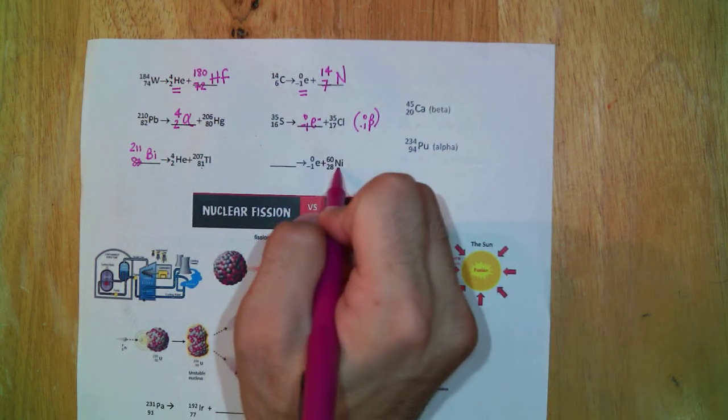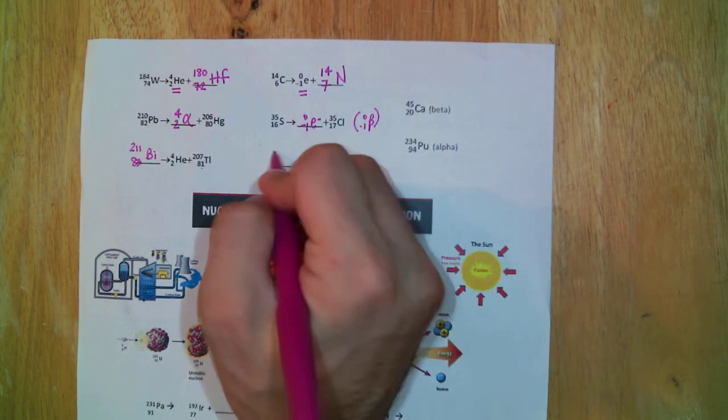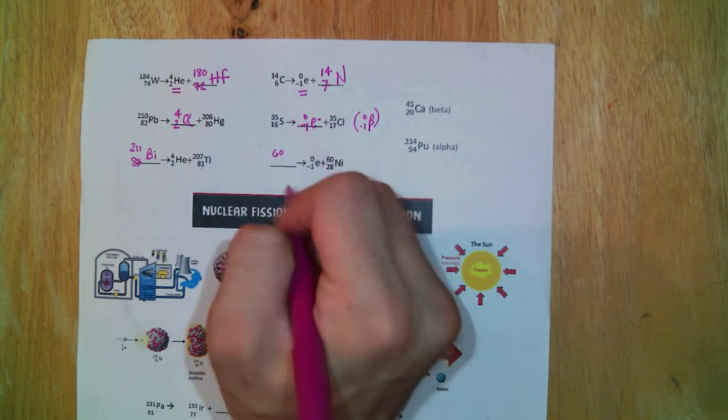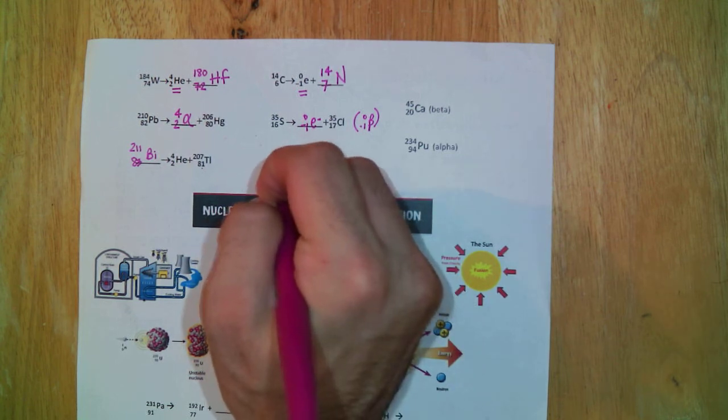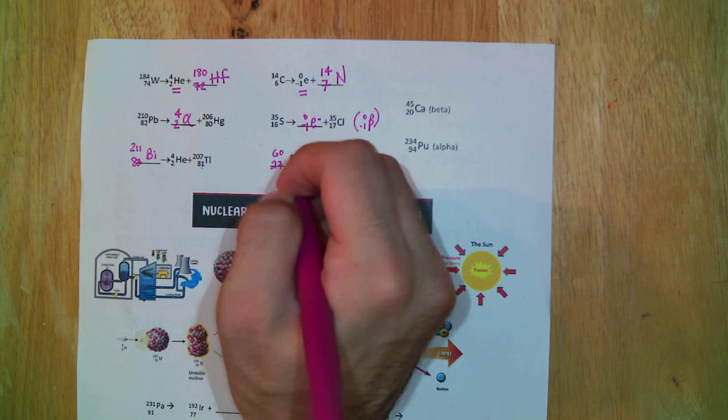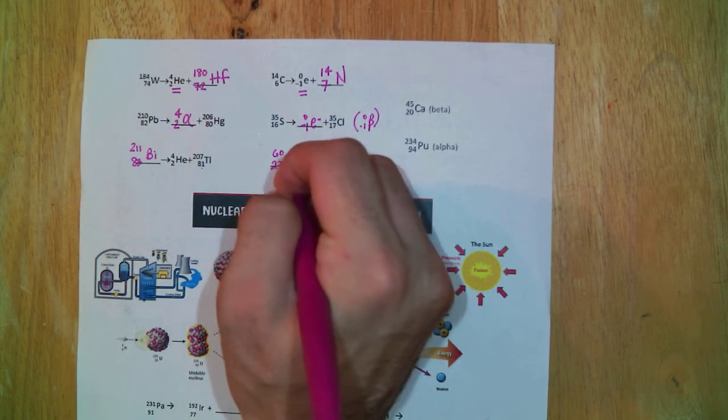Something's undergoing beta decay to turn into nickel-60. Top number is 60. Bottom number is 27. And that something is cobalt, if we look in the periodic table.